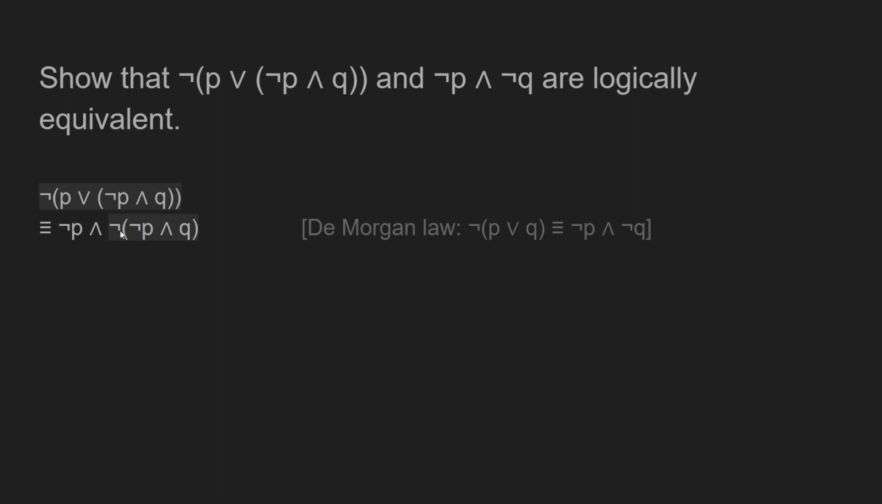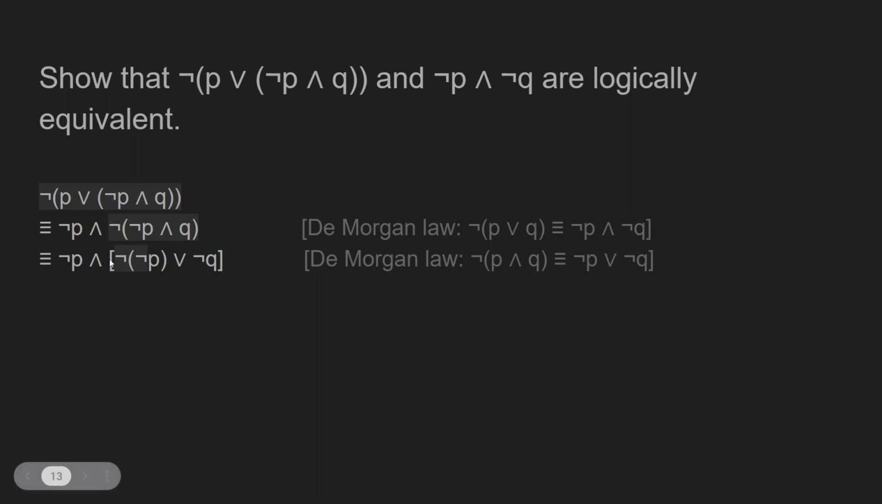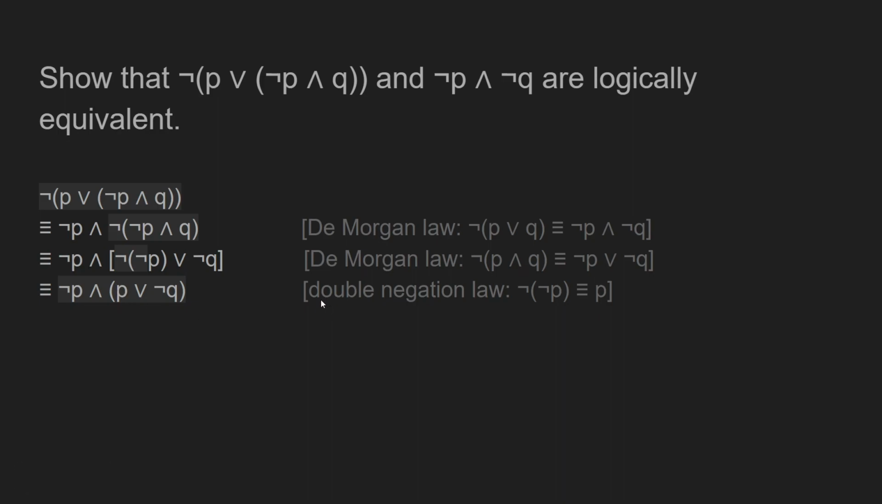Alright. Now we will work with this marked portion. Let's see what happened. This marked portion becomes this portion. And it is also derived from De Morgan's law, which says not (P and not Q) is equivalent to not P or not Q. Now we will work with this marked portion, and this becomes, this not has vanished. Why? Double negation law says not not P is equivalent to P.